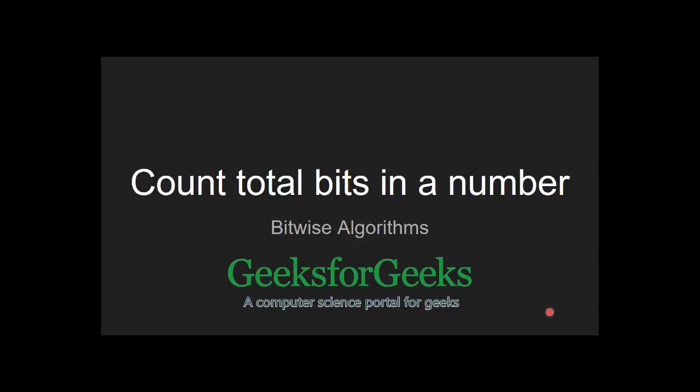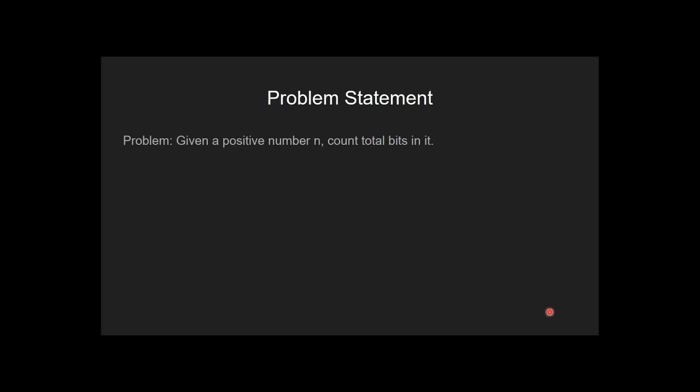Today we are going to see another problem: count total bits in a number. The problem statement is, given a positive number n, count total bits in it. For example, if input is 13, the output is 4. If I look at the binary representation of 13, it has 4 bits, so the output is 4.